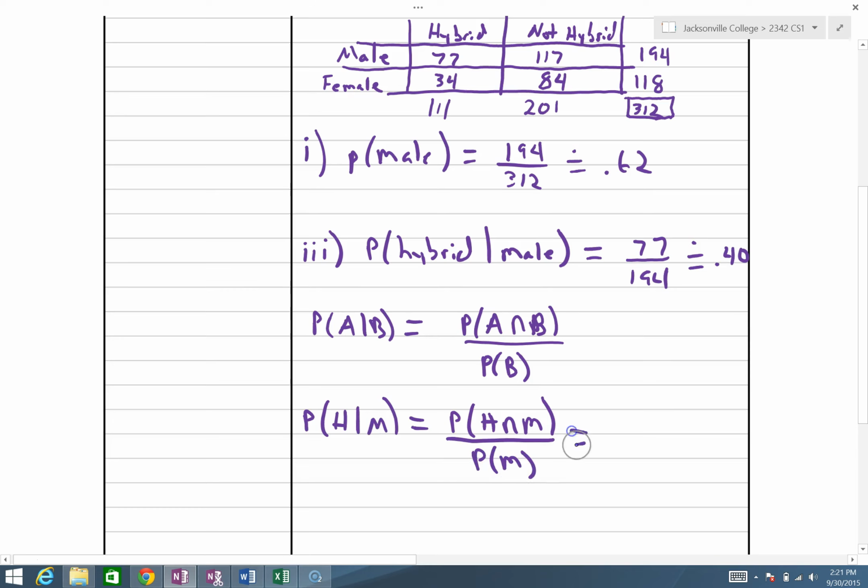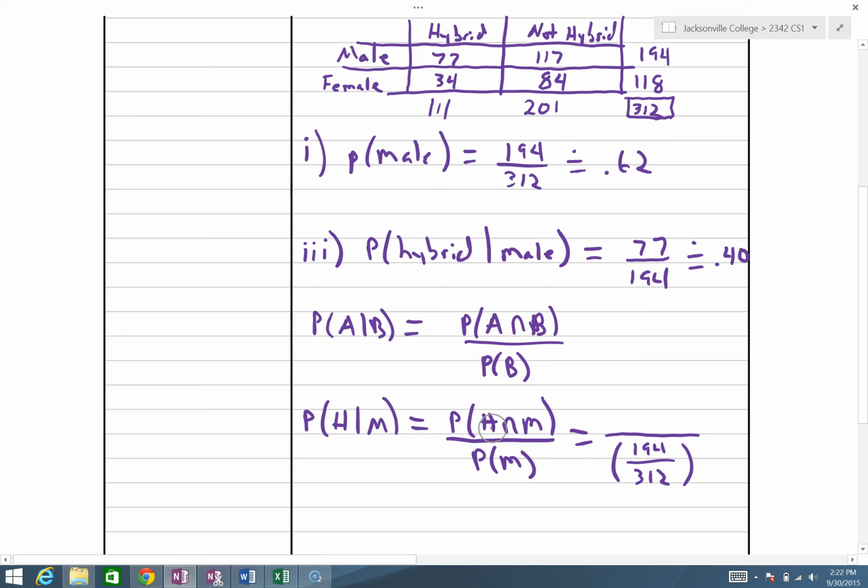Now I'm going to show that we arrive at this same value. What is the probability of male? Well, we already knew that. The probability of male was 194 over 312. That's going to be my denominator. I'm going to put this in parentheses because we're going to get this compound fraction and I want to see what we've got going on.